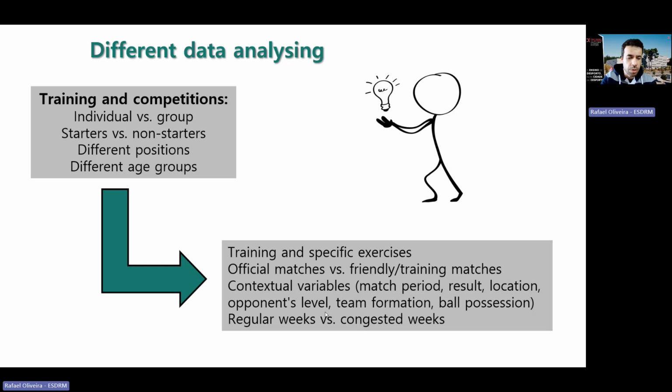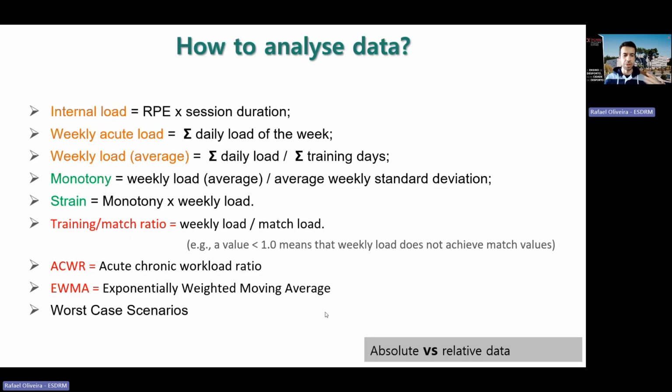Of course, another contextual variable is regular weeks, which usually include just one match, versus congested weeks with more than one match per week. So at least from the professional point of view, this should happen sometimes. But how can we analyze this type of data? There are many ways. This slide just shows some examples, but there are, of course, other ways. So we have different ways to analyze internal load or external load.